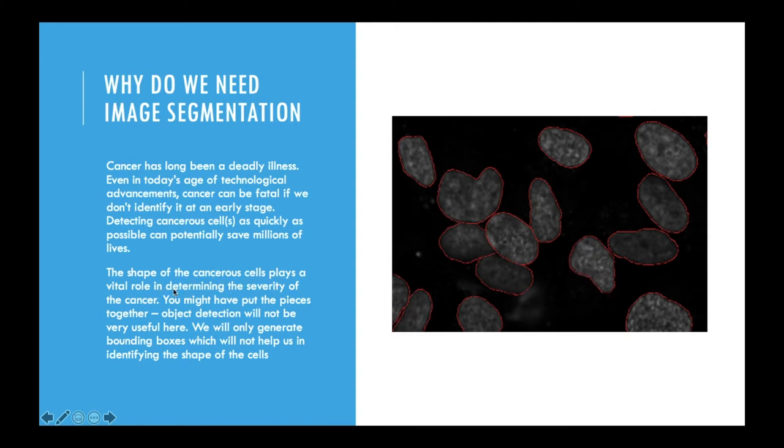The background is black and the cancer cell is gray like this. The shape of the cancer cells plays a vital role in determining the severity of the cancer, right? You might have put the pieces together: object detection will not be very useful here. We will talk about the differences between object detection and image segmentation after this. With object detection, we only generate a bounding box, which will not help us identify the shape of the cells. So we will use image segmentation for determining the severity of the cancer, for cancer detection.